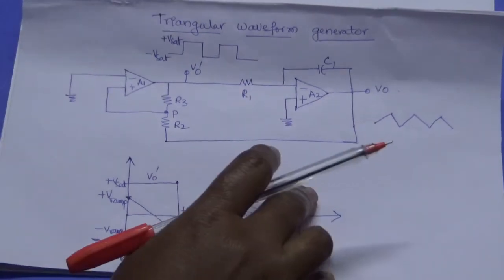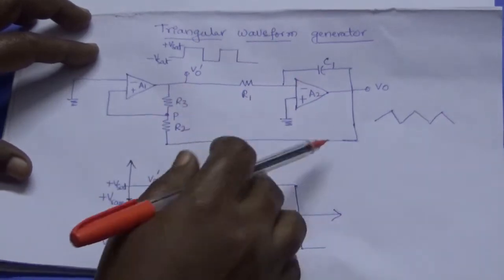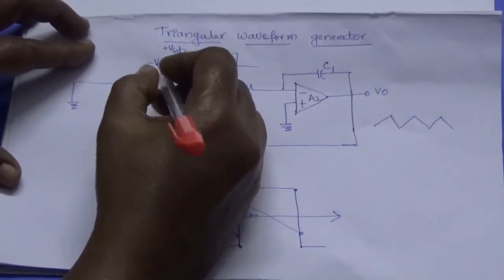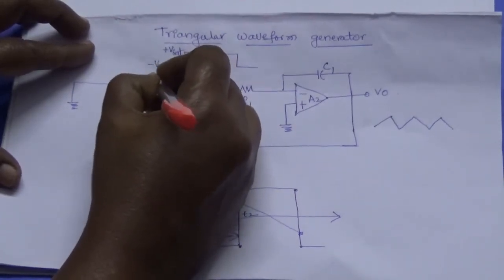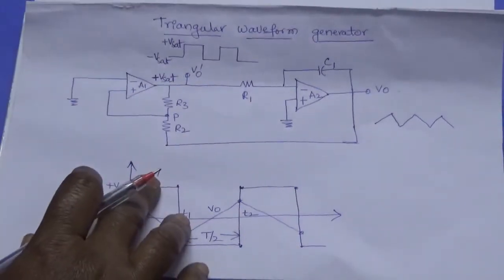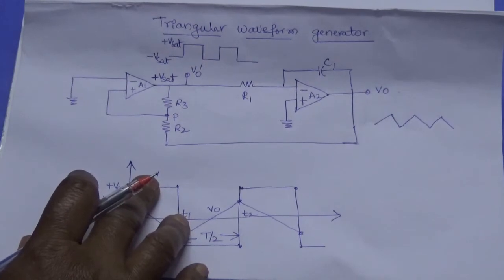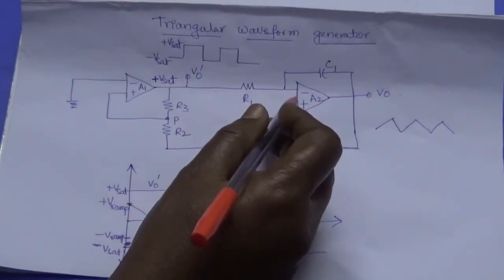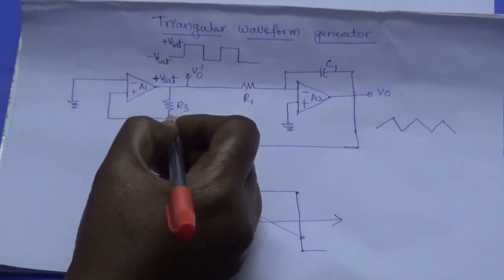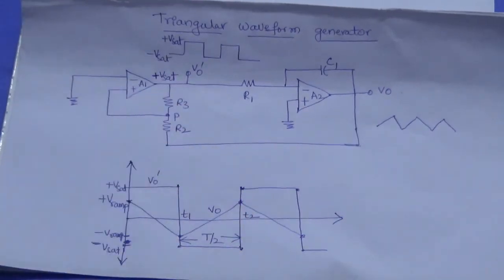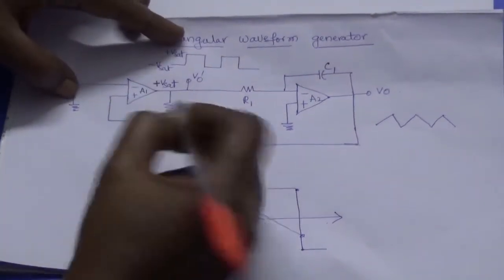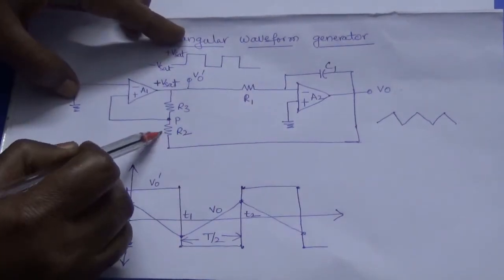And now here a square wave will be produced. Suppose this op amp will produce a V0 whose value is at plus Vsat. Let us assume it is at plus Vsat. So when it is at plus Vsat, this plus Vsat will be given to the input of the integrator circuit, and this plus Vsat output will again be fed back to this A1 amplifier. Right.